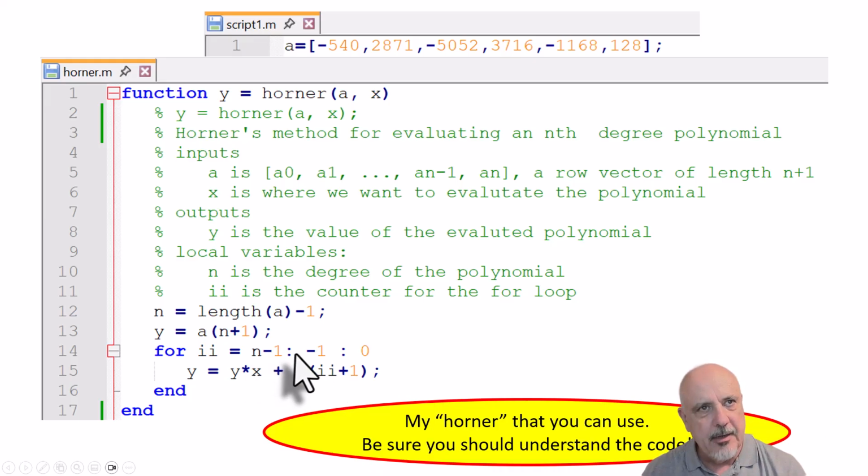So notice that my for loop descends. It starts at n-1, n being the degree of the polynomial, because your coefficient array is going to have 1 more than the degree of the polynomial would have. So I'm going to let you thoroughly go through this and understand it.